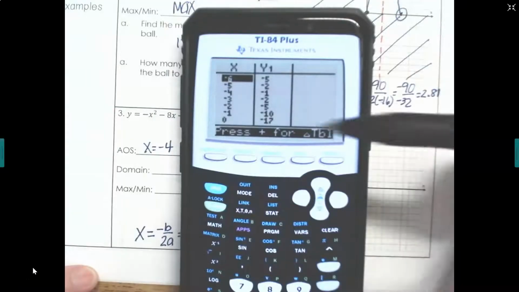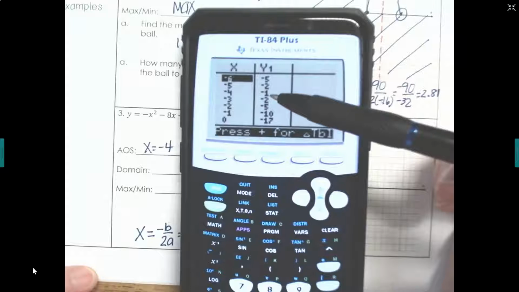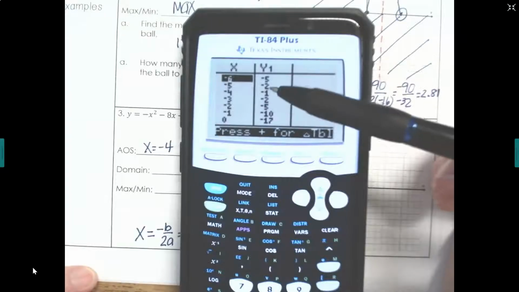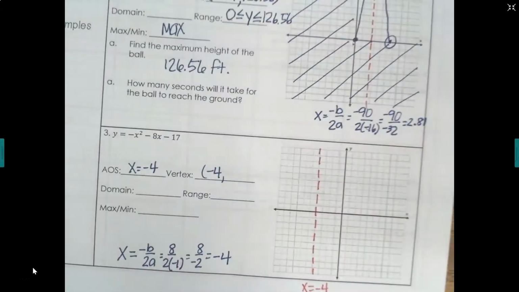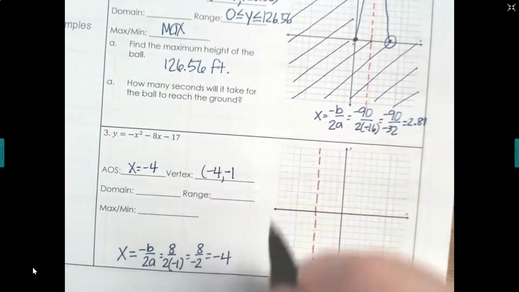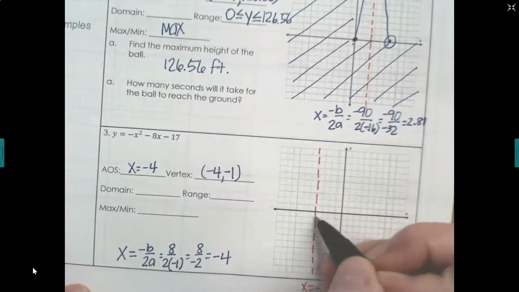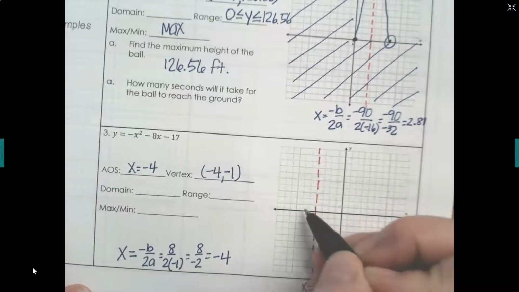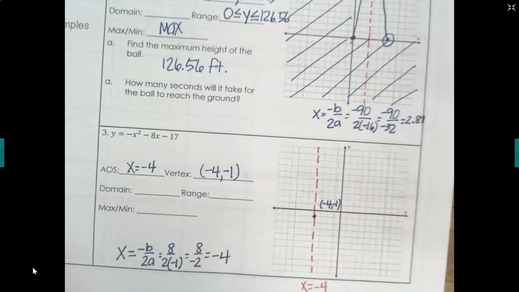So we'll look at this one. It's a little bit easier to see. So we had an x value of -4. Our y value is -1. And always look below and above to make sure that you see that symmetrical pattern coming out so you know you're in the right spot. So I have my y value of -1 for my vertex. Okay, so -1. So we can go ahead and graph it. -4, -1. We'll label it -4, -1.